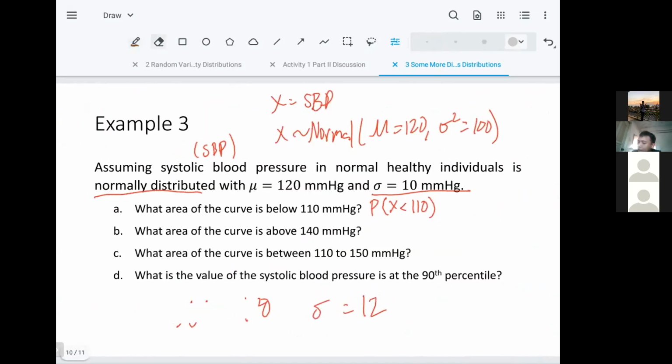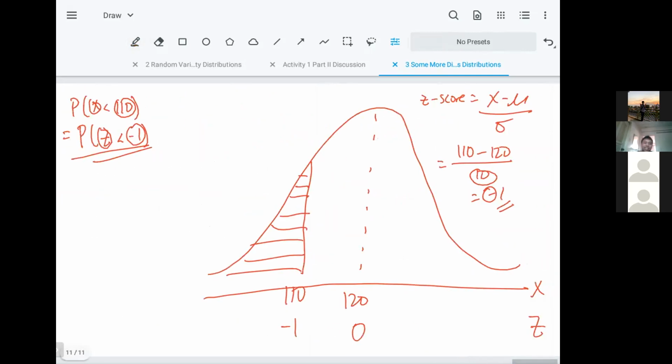Sige na nga, masyado ko ata kayong ginugulo. Basta gawin yung z-score. Laging ganun. Pag normal, gawin yung z-score. So yan, naka-z-score na siya. P of z less than -1. Next step is gamit tayo ng z-table. Kung naka-on yung mga browser nyo, paki-search yung ztable.net, pakigamit na lang yun. Ztable.net.